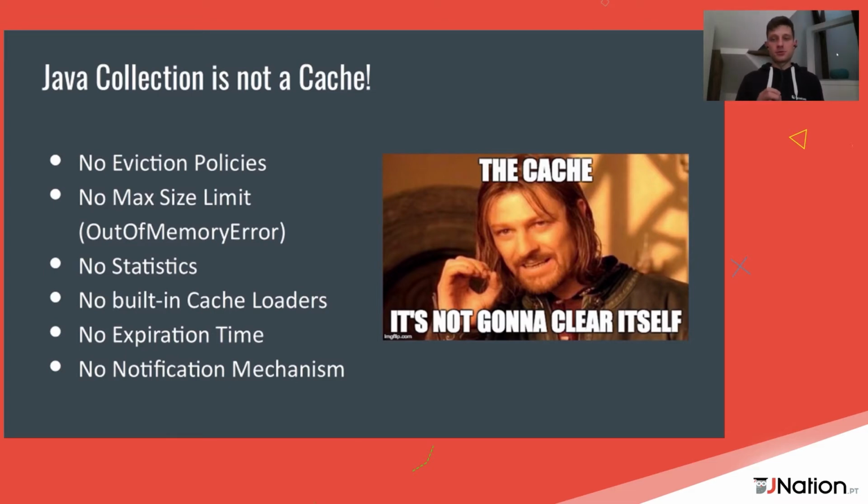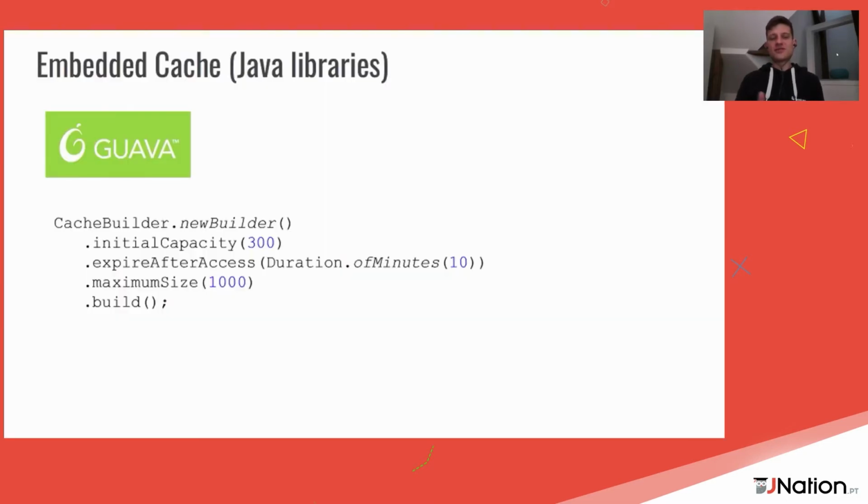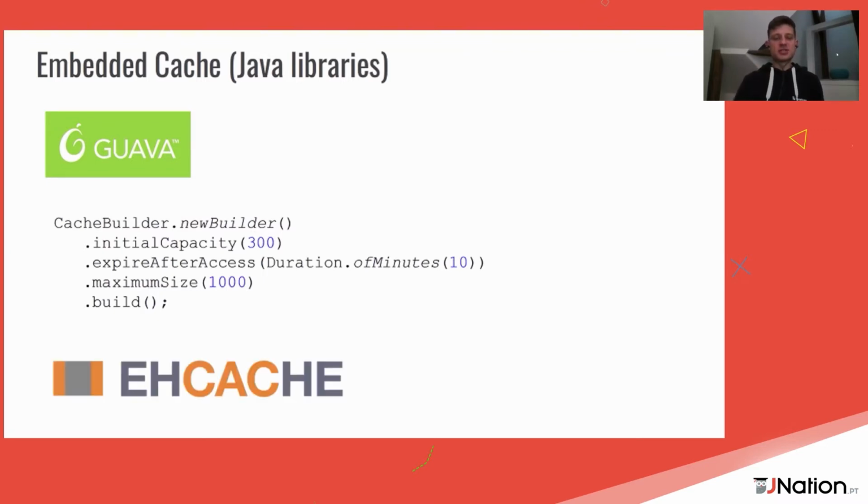A way better approach is to use some library for caching. And a very good library for Java is Guava Cache. And it has all these features which you can define in a builder and specify upfront. Another very good solution for Java is EHCache.